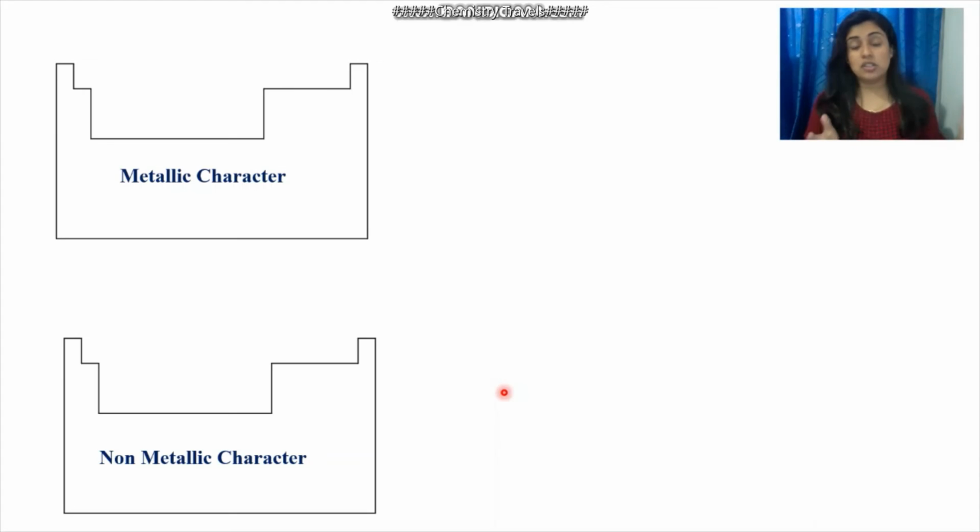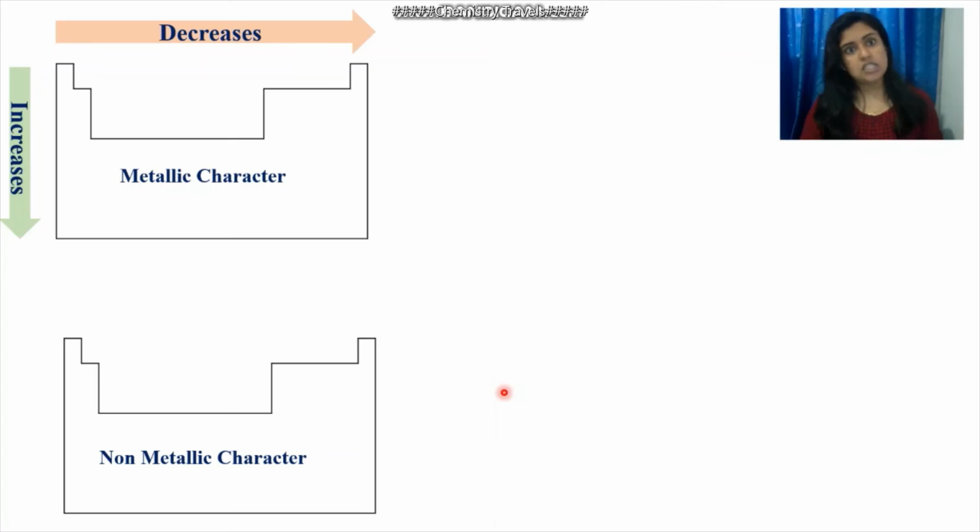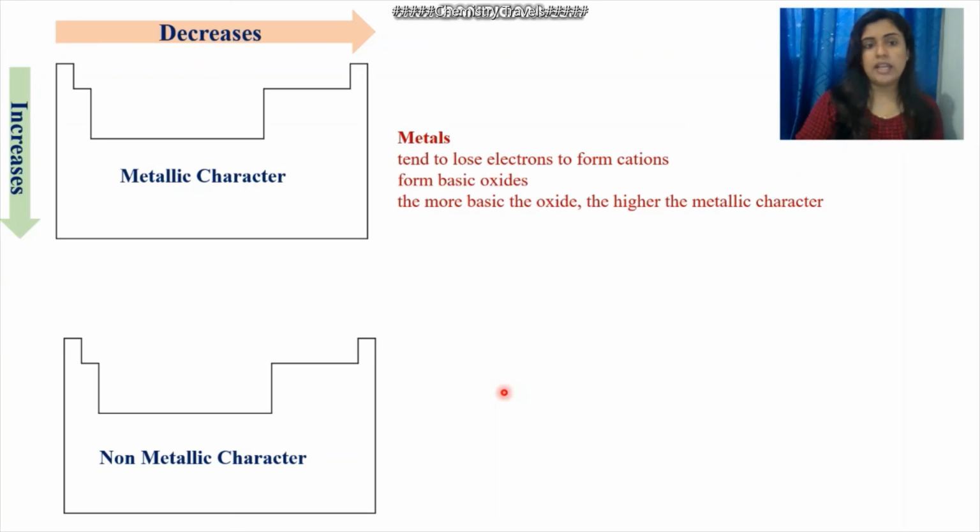The next one is the metallic and non-metallic character. We already saw in the initial slides which of those elements are metals and which are non-metals, metalloids and all. And metallic character, we can say that it decreases along a period and it will increase as we move from top to bottom. And why does it happen?